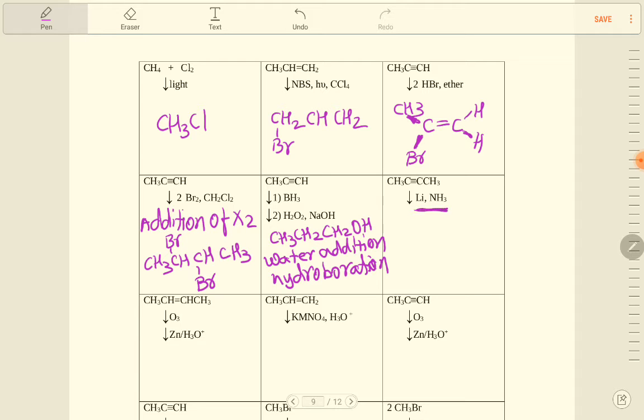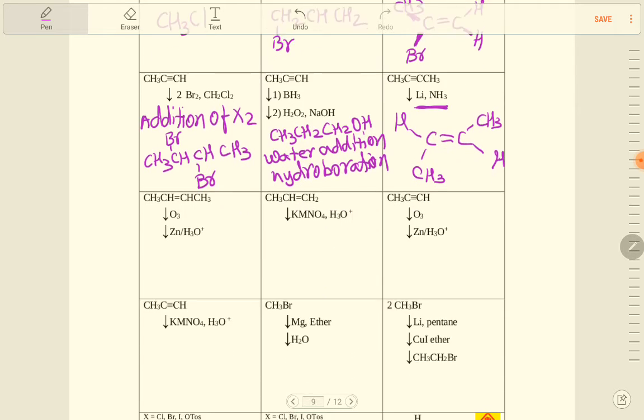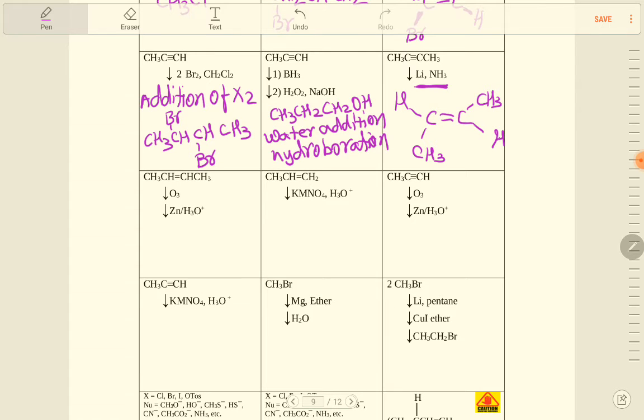Li and NH3. So I'm going to write that product. You guys need to identify the reactions based on your memory. Sometimes I write the type so it will be easy for you. Sometimes I write products and you can identify the reaction. Alright. Again, this is oxidative cleavage. Most of these are oxidative cleavage. This is oxidative cleavage. This is oxidative.